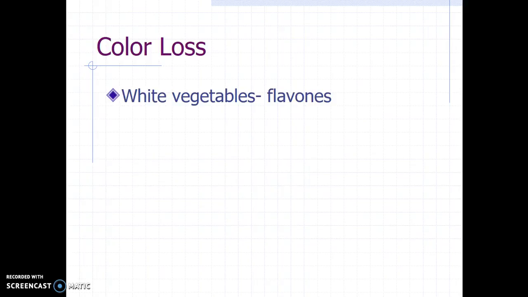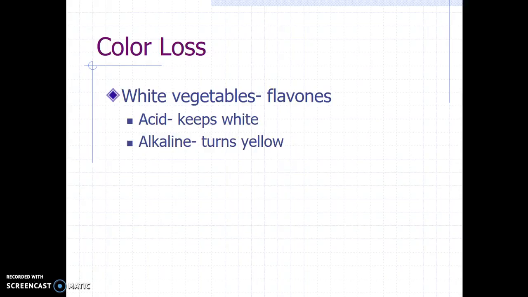Now, color loss. We went through all those colored vegetables back in the beginning of the semester when we were talking about basic cooking methods. That was probably either week 4 or week 5. So we just want to touch on that again and remember that white vegetables, their color pigment are called flavones. And so when we're talking about how they're affected by acids and alkalines, we know that adding an acidic component keeps them white. Okay, so think of potatoes or apples.